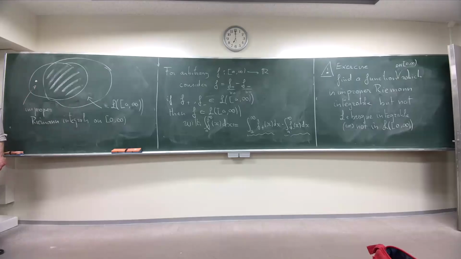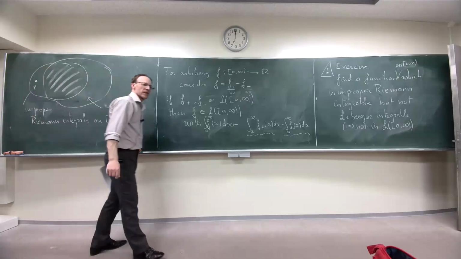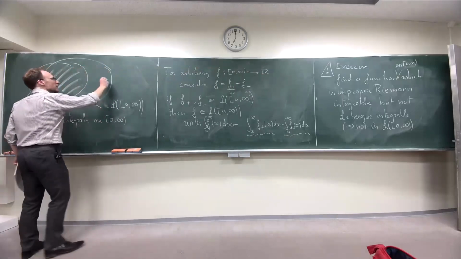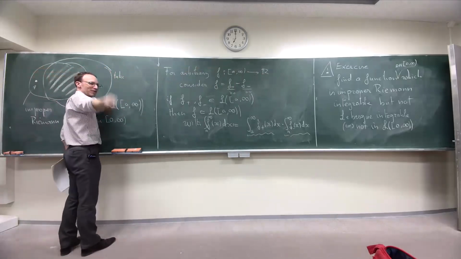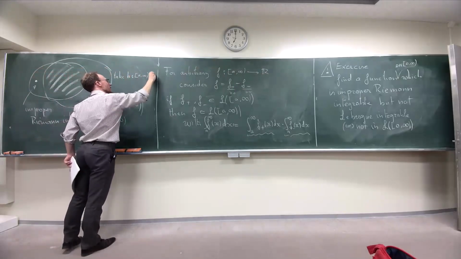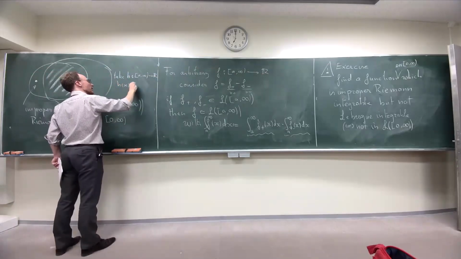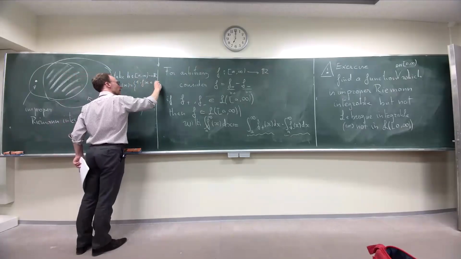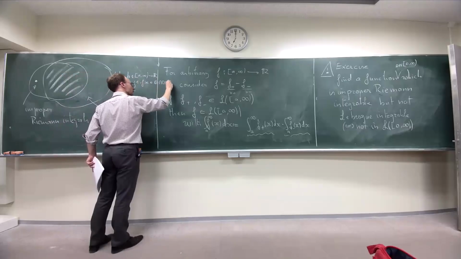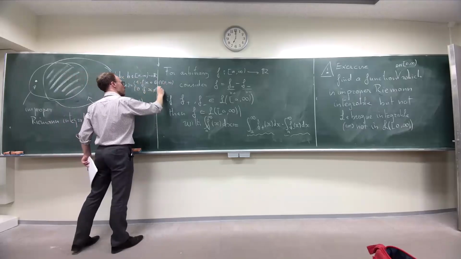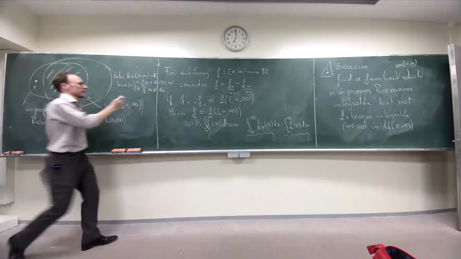The Dirac delta function? No, the Dirac delta function is not L. How about the function which is 1 on the... Ah, yeah, good. Excellent. Thank you. Take H from 0 infinity to R. H of X is 1 if X belongs to Q intersection 0 infinity, and 0 if X does not belong to Q intersection 0 infinity.